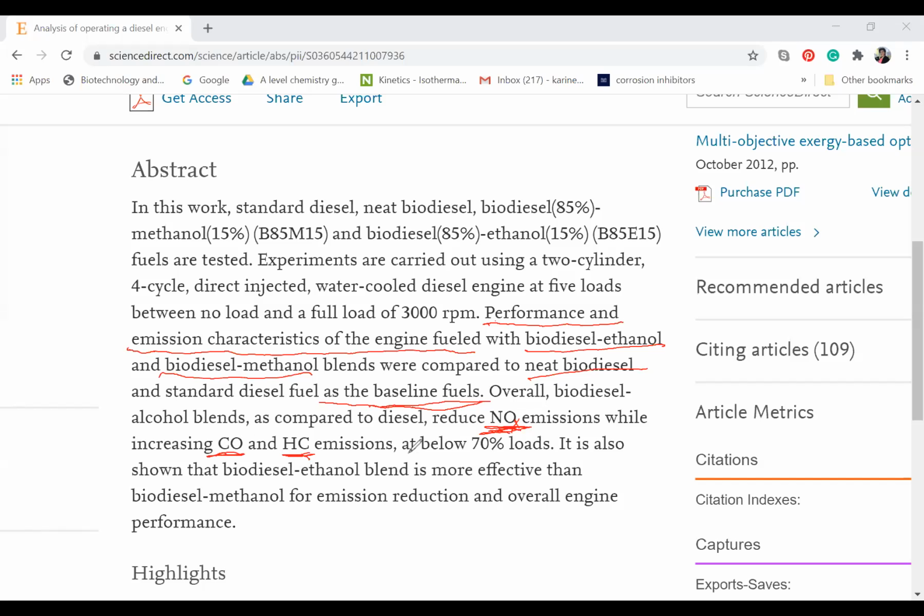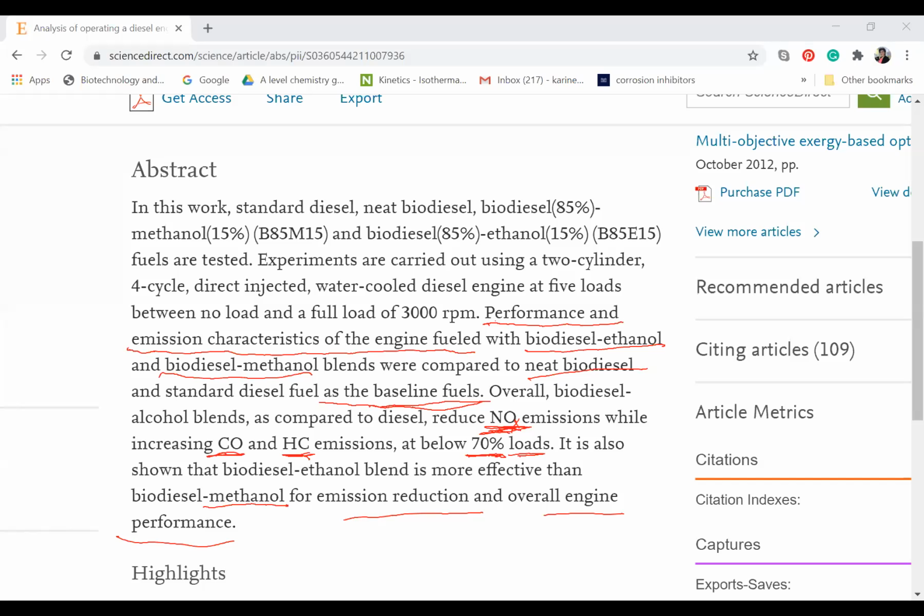And then look here, at below 70% loads, which means they also look at the percentage loads. It is also shown that the ethanol blend is more effective than the methanol one for emission reduction and overall engine performance. So what I learned that methanol is not doing the job, which means I will not use methanol in my experiments.